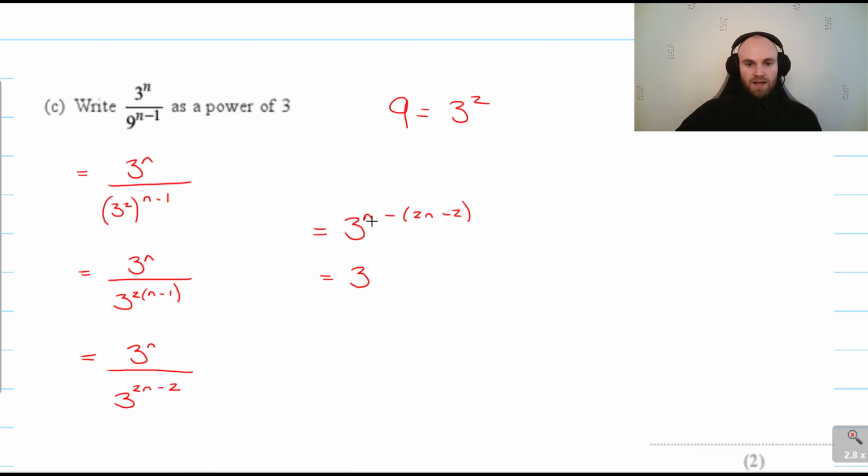So we're going to have 3 to the power of n. Well, n minus 2n is going to be minus n. And then we have minus 2, which is going to be plus 2. You could maybe leave it like that, but I'm just going to put it as 3 to the power of 2 minus n.